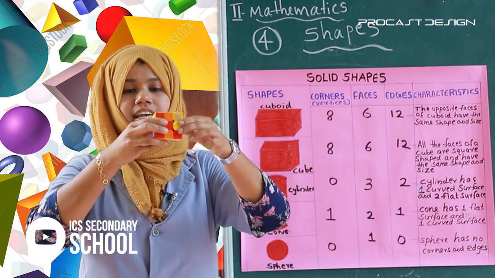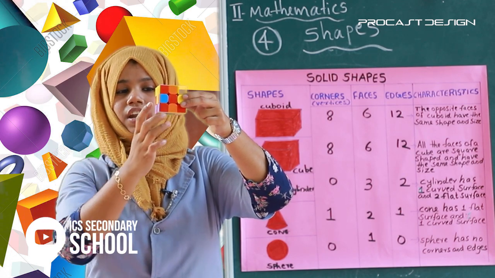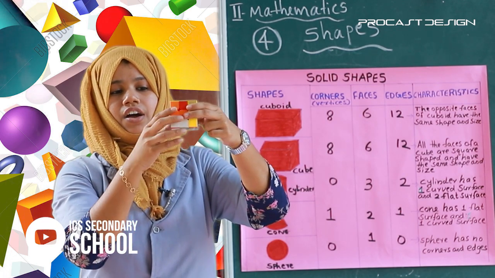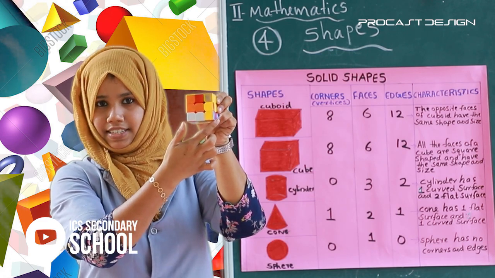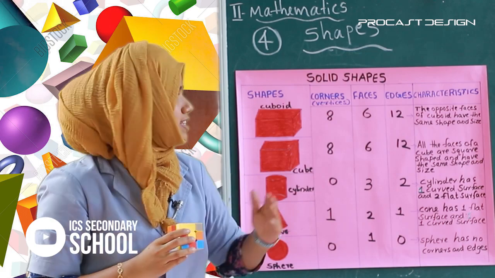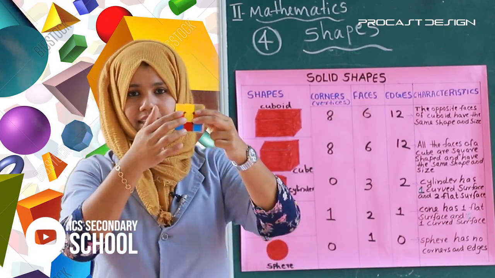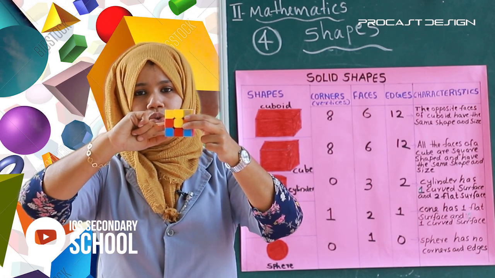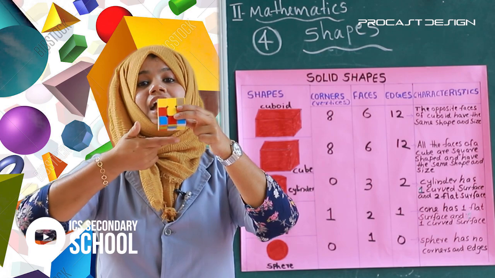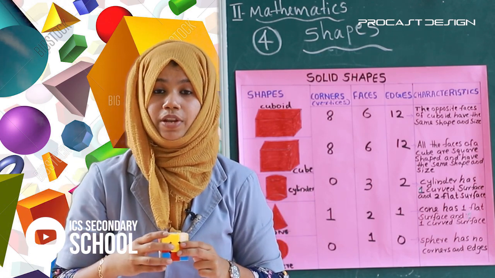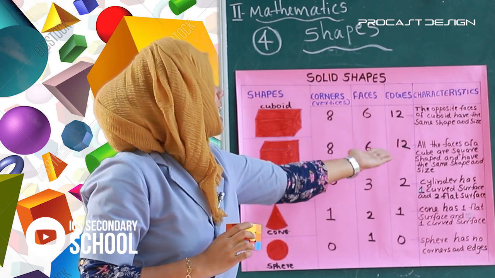How many corners? 1, 2, 3, 4, 5, 6, 7, 8. Okay, 8 corners. 6 faces. Which are the faces? 1, 2, 3, 4, 5 and 6. So how many faces are there? 6 faces are there.